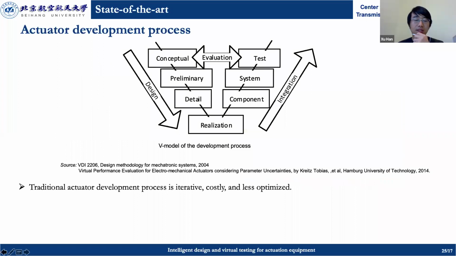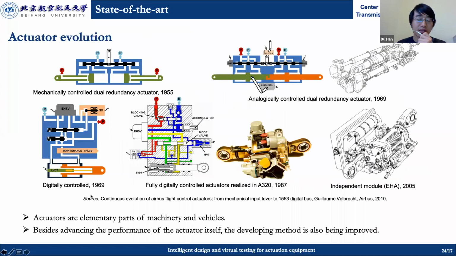Okay, first I want to say actuators are elementary parts of machinery and vehicles. Nearly all the movable parts are moved by actuators, except for a small amount which are moved directly by human labor. We can have a look at the actuator evolution. So in 1955, the aircraft still use actuators which only consist of mechanical components.